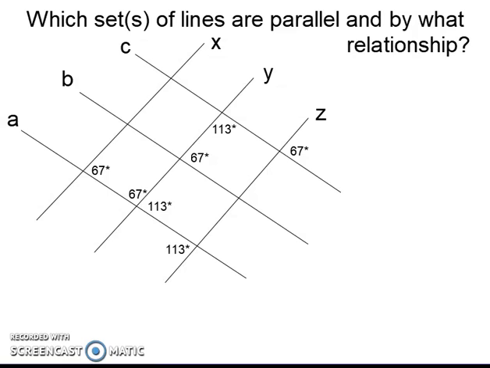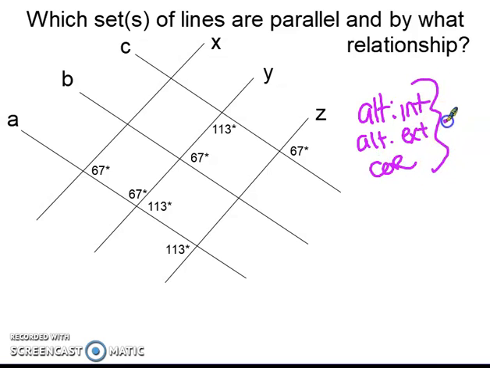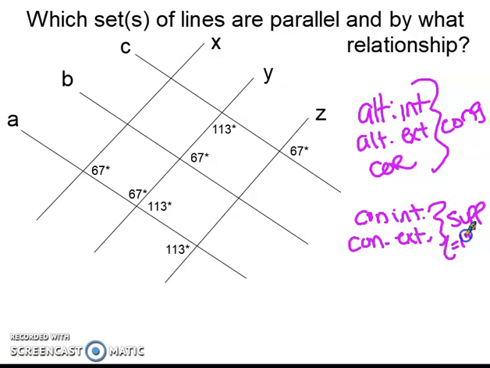Which sets of lines are parallel and by what relationship? Now, the big thing here you have to keep in mind: you need to find the relationship and know what type it is. If I have alternate interior, alternate exterior, or corresponding, they need to be congruent. If I have consecutive interior or consecutive exterior, they need to be supplementary or equal 180. You can have consecutive interior angles that don't add up to 180, and we do. These two angles right here are consecutive interior, but they don't add up to 180, so it does not prove that they are parallel.